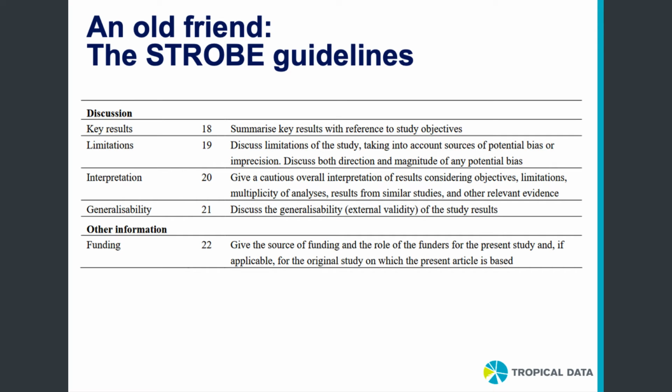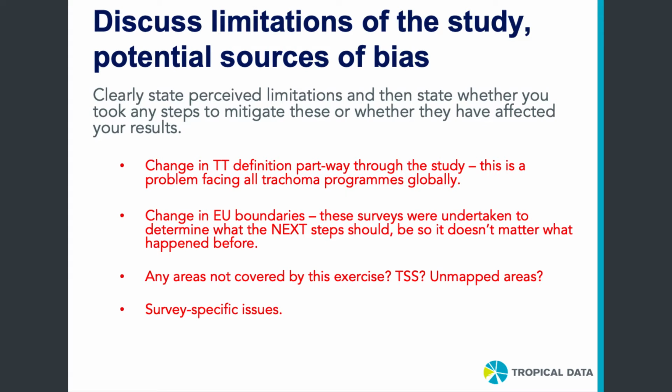Moving on to the next part of the STROBE checklist, limitations. You should discuss the limitations of the study and any potential sources of bias. Since Tropical Data surveys are designed and carried out according to best practices for trachoma surveys, this may seem difficult. However, there are some common limitations that we should cite. For example, we present TT prevalence data, but the survey may not have been designed to do this, and the sample is sometimes not really large enough to estimate this with good precision.